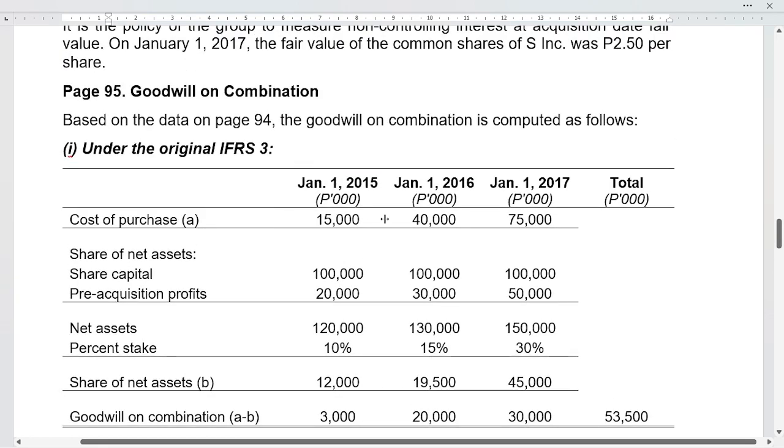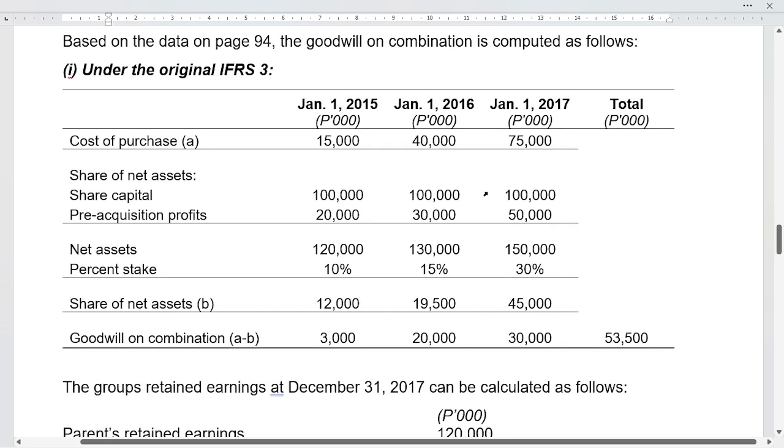Goodwill on combination. Based on the data on page 94, the goodwill on combination is computed as follows. Cost of purchase for January 2015 is 15,000, for January 1, 2016 is 40,000, and for January 1, 2017 is 75,000. These costs of purchase are given in the illustration above. Share of net assets: share capital of 100,000 for each year respectively, which is the common shares in S, and the pre-acquisition profits of 20,000, 30,000, and 50,000 respectively.